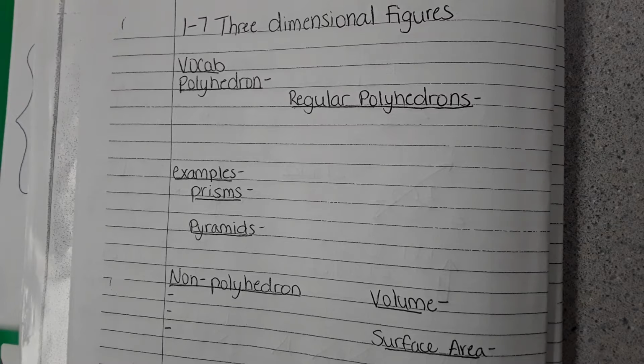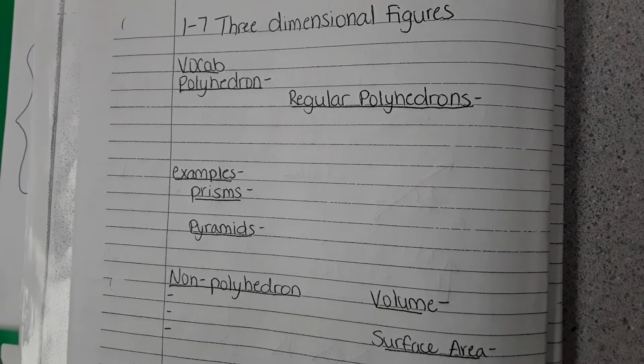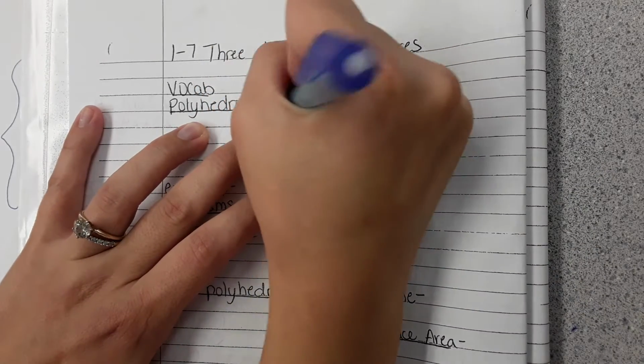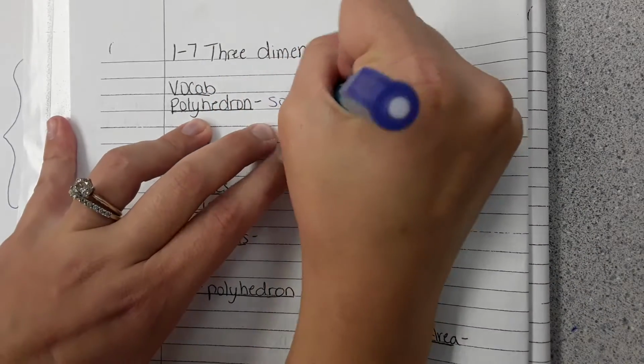Okay, so a polyhedron, you may have heard that word before, have you? Polyhedron? It's a 3D shape with like flat surfaces and flat edges. Like this is a polyhedron. So that's what we're gonna write. Solid with flat surfaces.